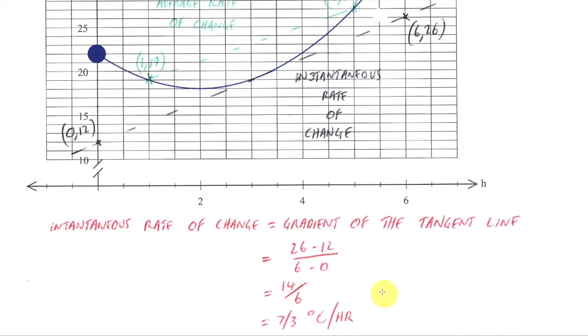So that's telling me that as 1 hour passes, the temperature will increase by 7/3 degrees Celsius at exactly the 3-hour mark. Of course, this is a variable rate of change, but you can see because it's a curve, but particularly at the 3-hour mark, that is the rate at which the temperature is increasing.